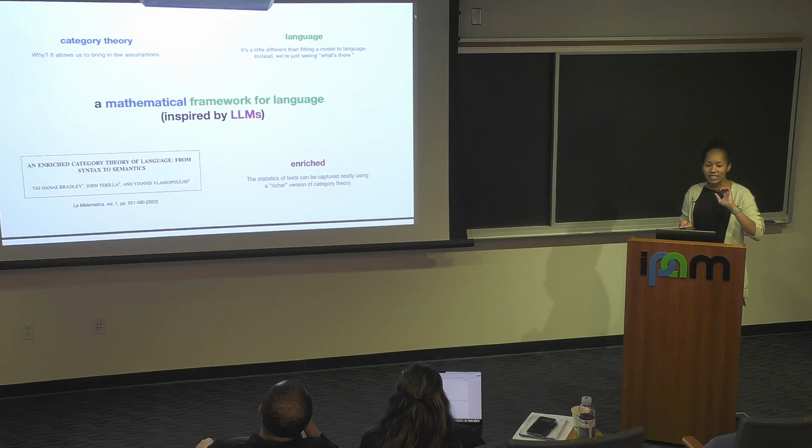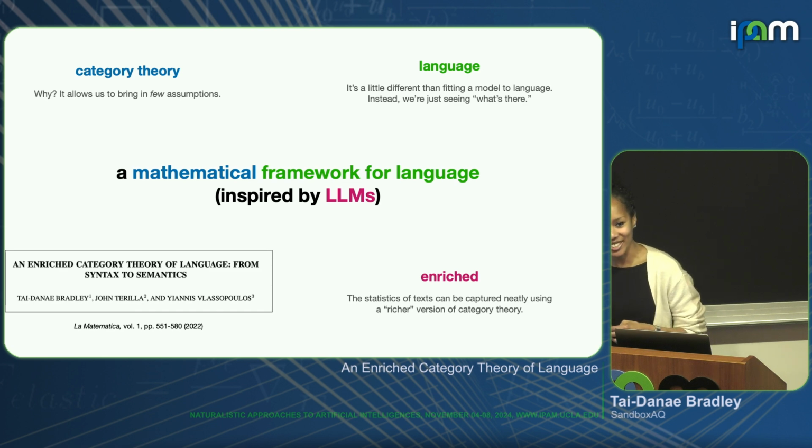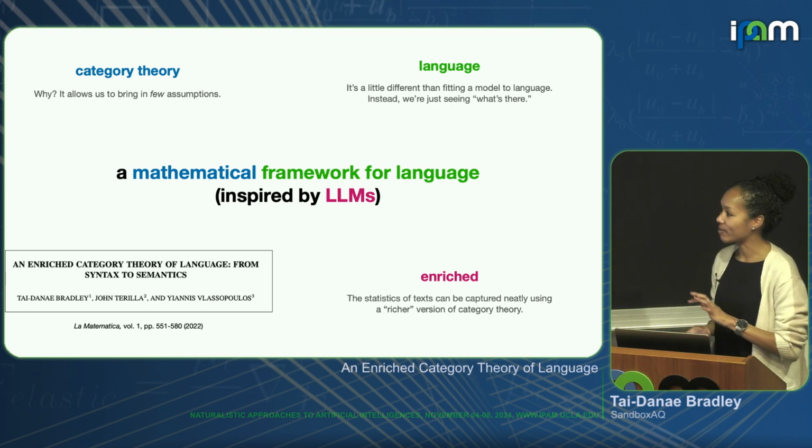So the statistics part, or the enriched part, is what I mean by enriched category theory. So this is like a richer version of category theory. So first I have to introduce category theory, then I have to introduce the sort of 2.0 version of it. And so that's where we're going.